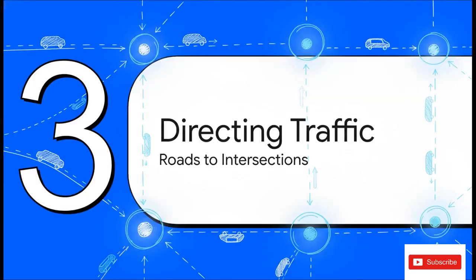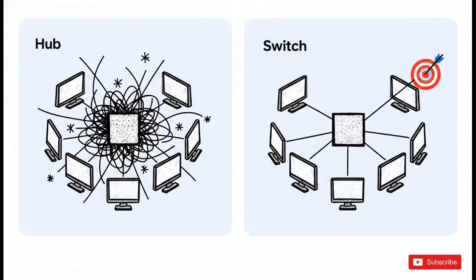All right, Section 3, directing the network traffic from roads to intersections. We're moving from the structural roads to the digital traffic hops, the actual hardware that physically directs our data. Take the basic hub versus the switch.